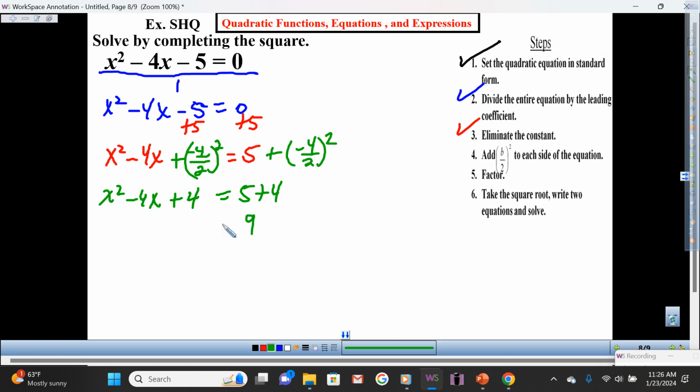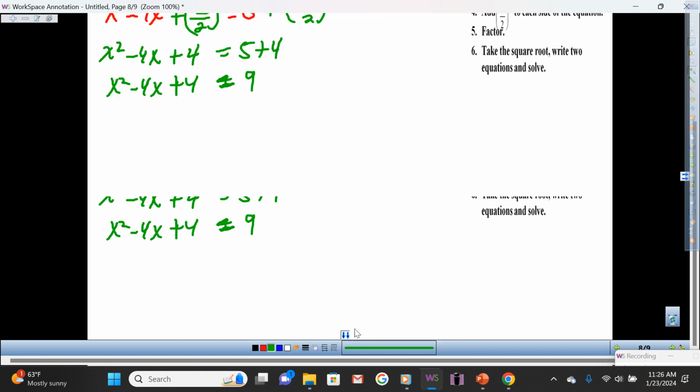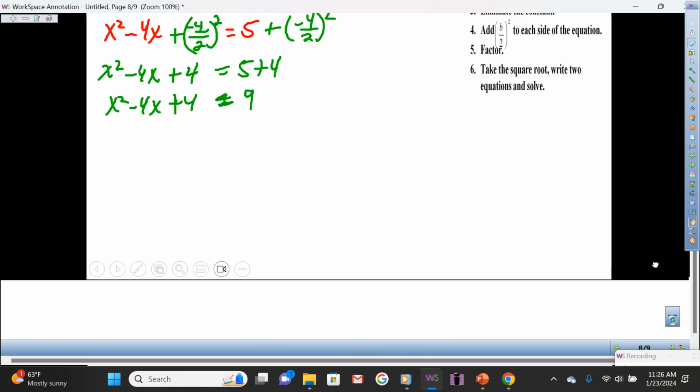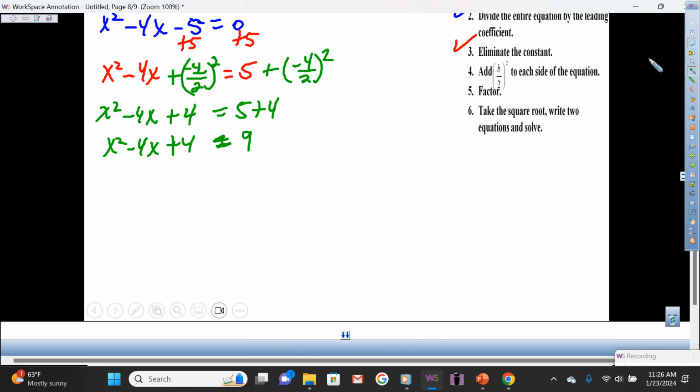Can we simplify the right side? Yes. 9. X squared minus 4x plus 4. Next. So far, so good. I'm done with step 4. Step 5. What do I do for step 5? David, go.